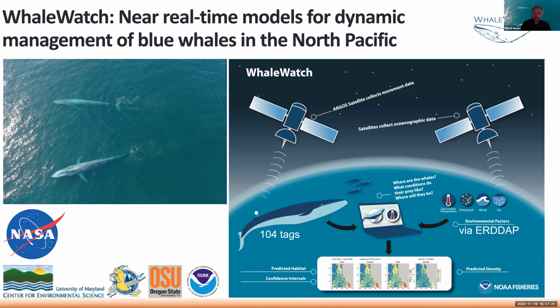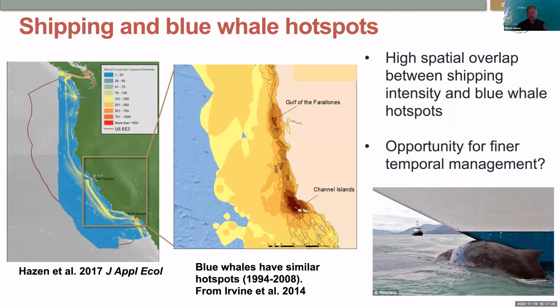And the impetus behind this was we knew that ship traffic, this is a map on the left showing just vessel count per square kilometer coming in and out of particularly the ports of San Francisco and Long Beach, had very high overlap rates with a lot of the hotspots of blue whale foraging off of our coast. So because we know blue whales are moving up and down the coast pretty regularly, is there an opportunity here? Could we find an opportunity for finer scale temporal management? Again, to allow for shipping, but also reduce ship strike risk in real time.